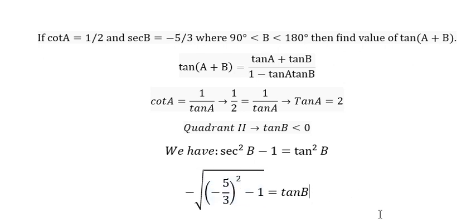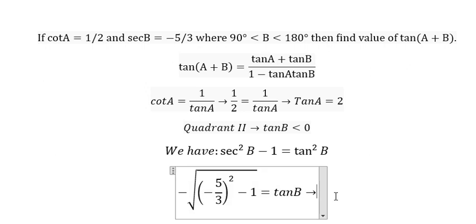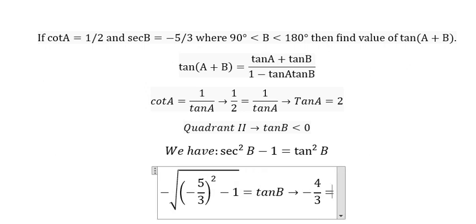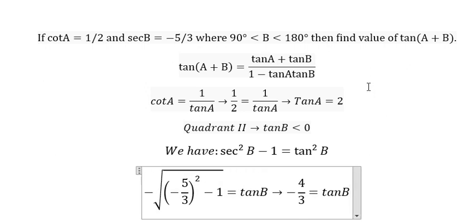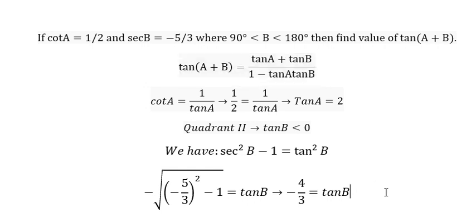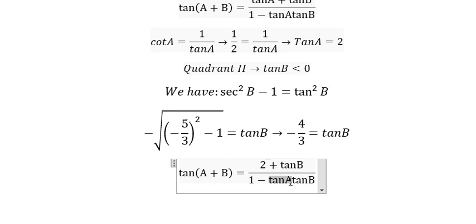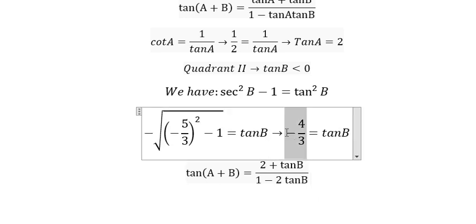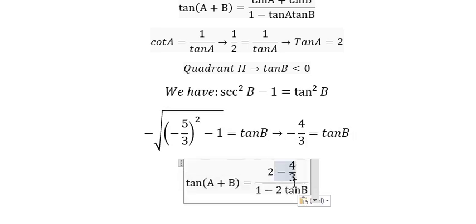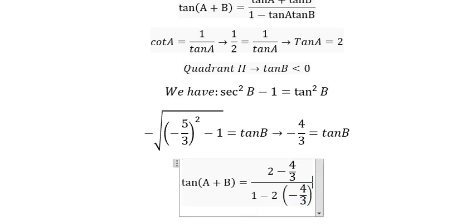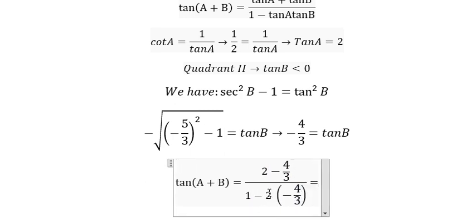So we calculate this one, negative 4 over 3. So we have this one, and we put tan A in here, and here, tan B is this one. So we calculate this one, and we got the final answer.